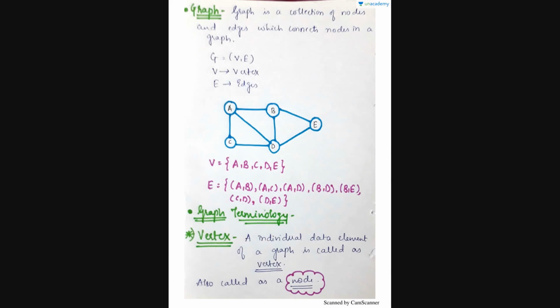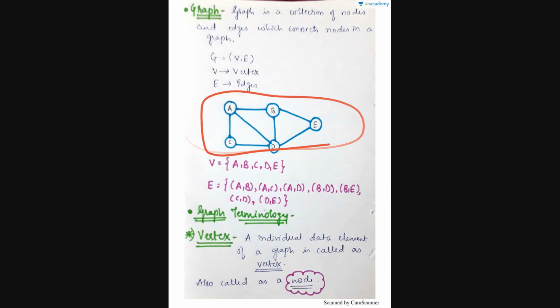Now, here A is a node, B is a node, E is a node, D is a node and C is a node in the given figure. And the edges: AB is one edge, BE is one edge, AD is one edge, AC is one edge, CD is one edge, BD is one edge and DE is one edge. So this is nothing but a graph. This whole figure is said to be a graph.